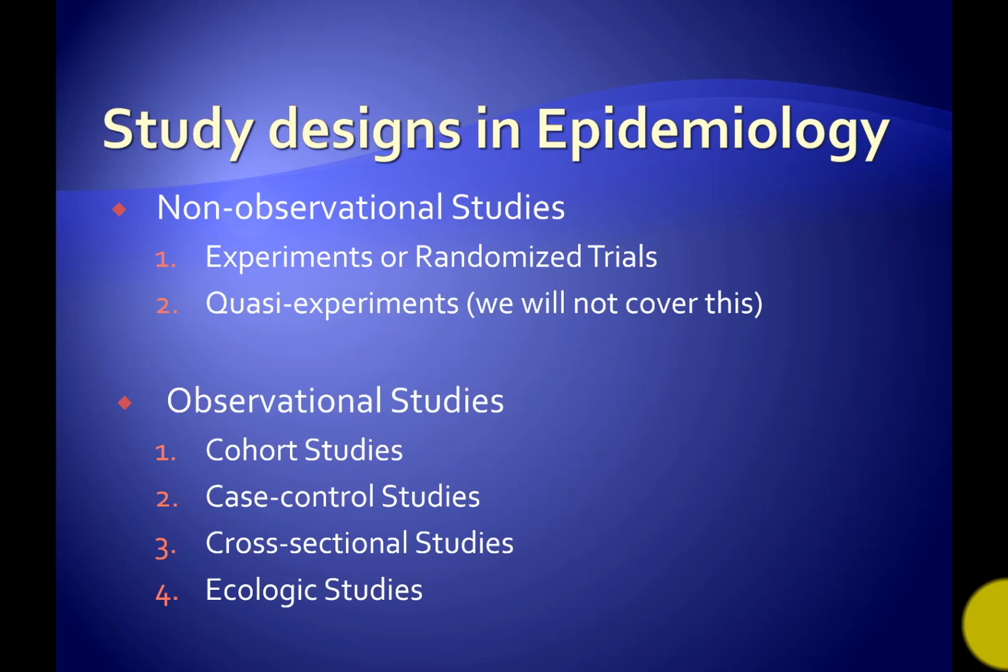First of all, let's go over the two main types of study designs in epidemiology. The two main broad categories are non-observational studies, such as experimental or randomized trials, and quasi-experiments. The second type is observational studies, which are quite common in public health. Observational studies include cohort, case control, cross-sectional, and ecologic studies. We will discuss all those in detail.